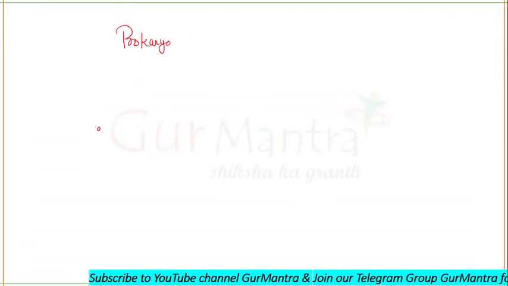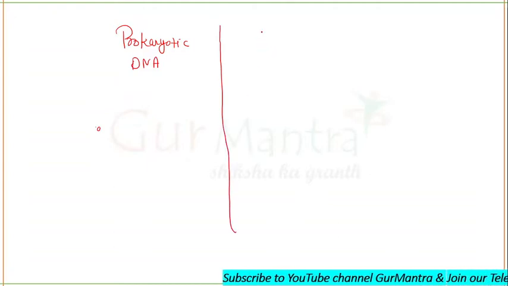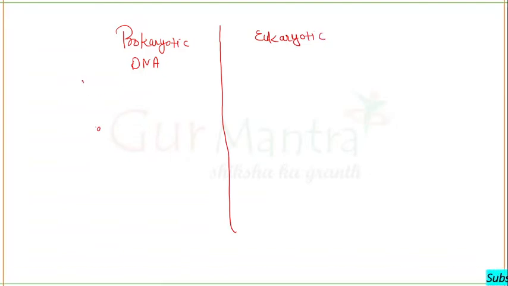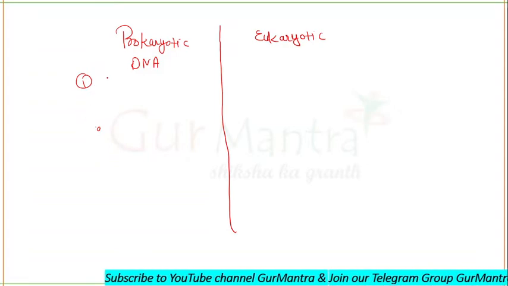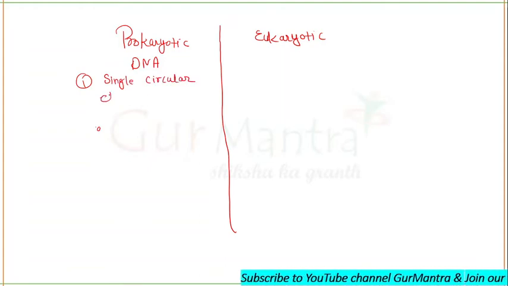Fine. Now let's talk about the difference between prokaryotic DNA and eukaryotic DNA. I'm not going to write down the differences. I will be asking you what is the difference between prokaryotic DNA and eukaryotic DNA, so you are going to tell me. First thing, mostly prokaryotic DNA is circular. They have a single circular chromosome, most of the time.